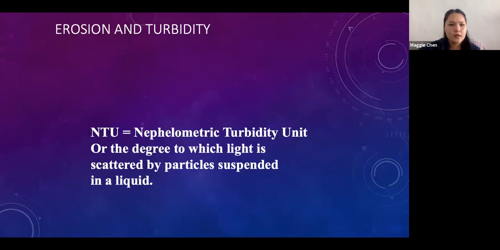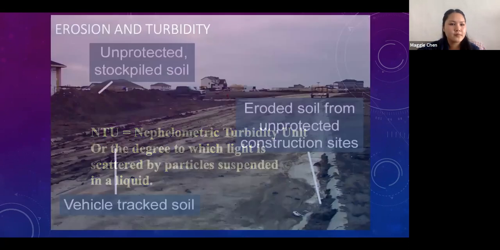So again, turbidity is measured in NTUs, nephelometric turbidity units, and it means the degree to which light is scattered by particles suspended in a liquid. So how much light is reflected off of whatever your sample is.